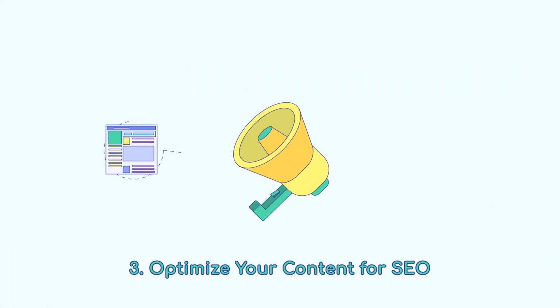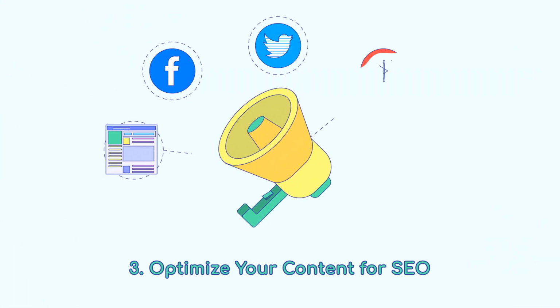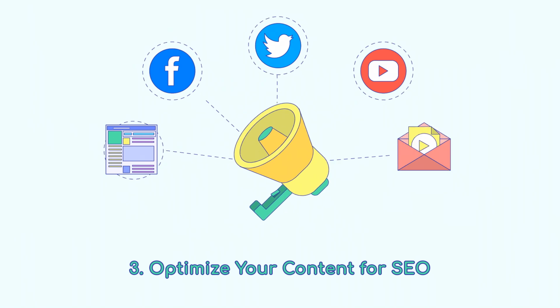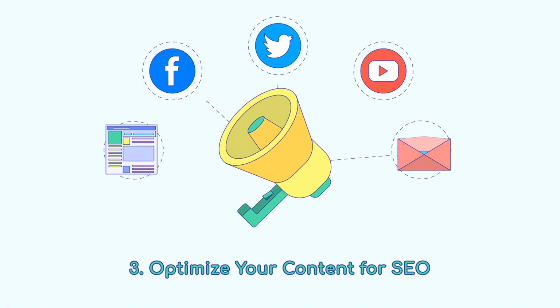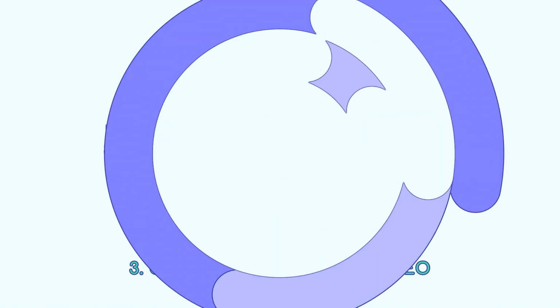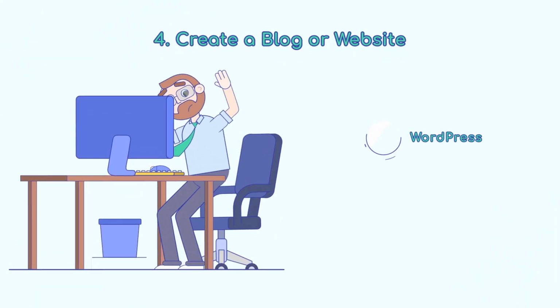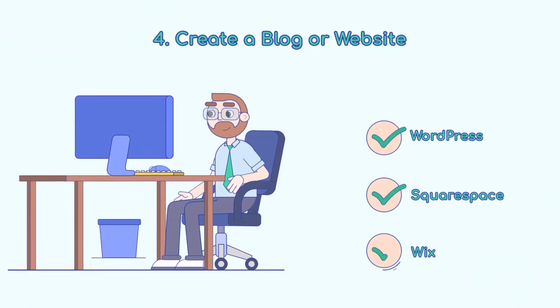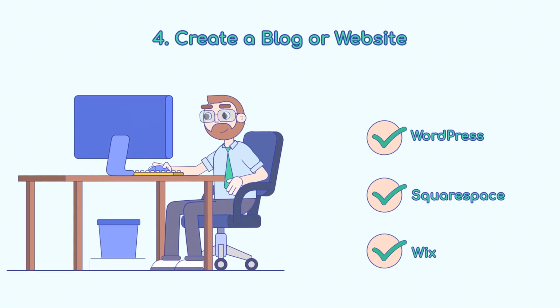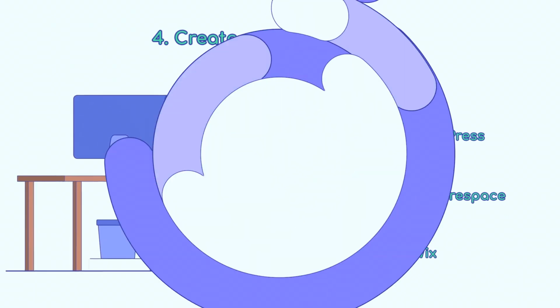Optimize your content by including keywords naturally. Attention to on-page SEO, quality content, and meta descriptions is key. Start a blog or website to showcase your content and services. Platforms like WordPress enable SEO optimization.